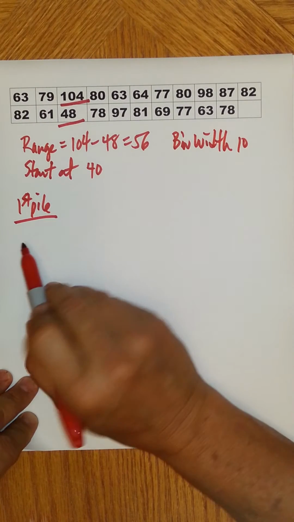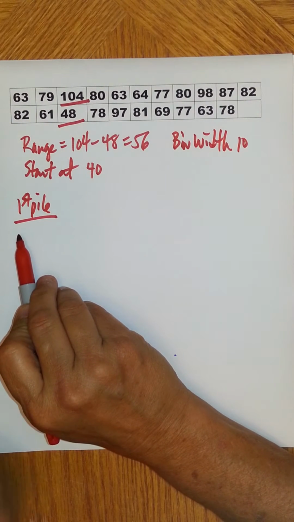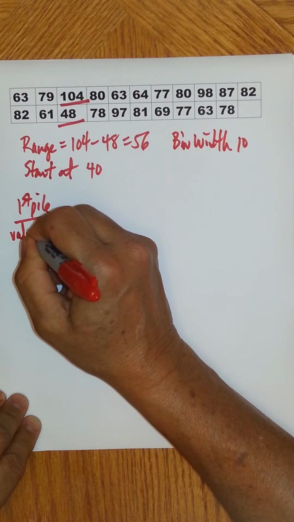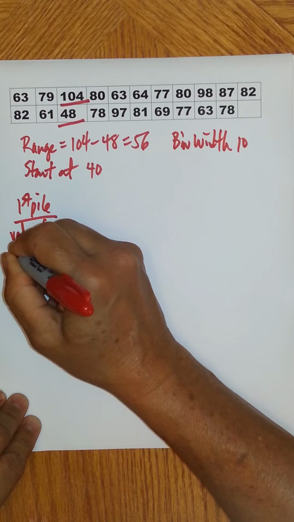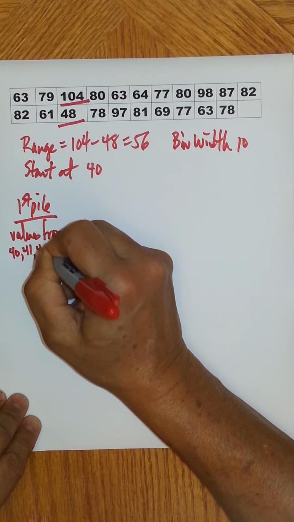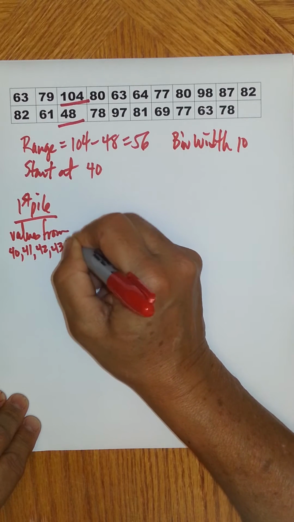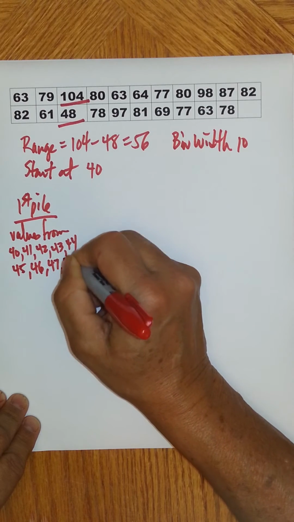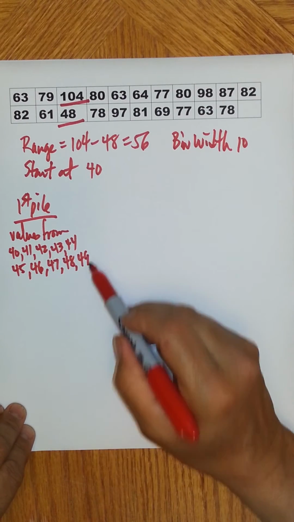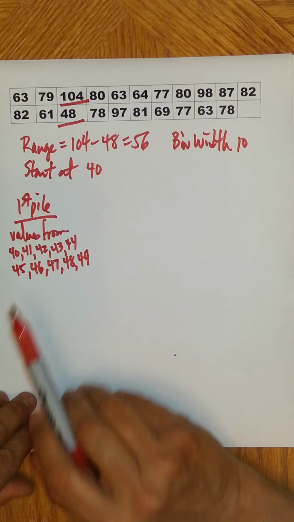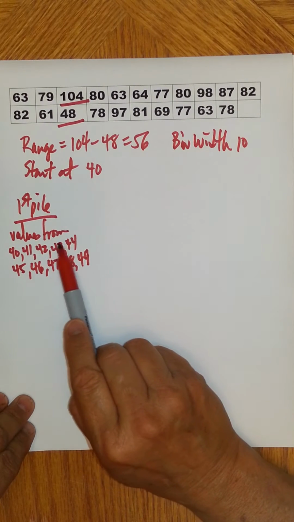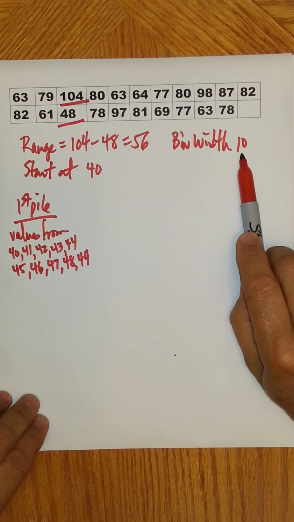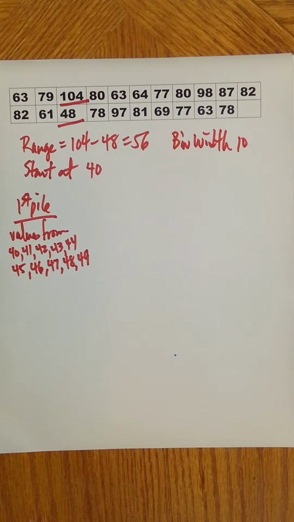Okay. And so we allowed 10 values into this pile, but we're starting at 40. So we would say any values from 40, 41, 42, 43, 44, 45, 46, 47, 48, 49, and let's see why we would not include 50. Well, let's go ahead and count. 1, 2, 3, 4, 5, 6, 7, 8, 9, 10. I've already got 10 values in there, and we're letting our bin width be 10, so I wouldn't want 50 to be in that pile.